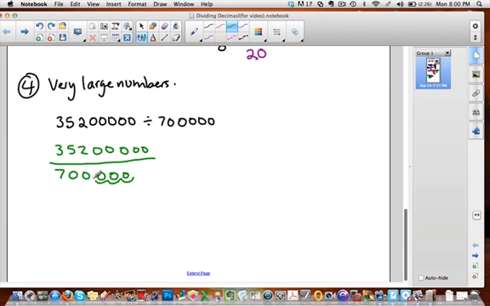1, 2, 3, 4, 5. 1, 2, 3, 4, 5. Look, I can cancel these. And I end up with 352 divided by 7. 7 into 352. 7 5s are 35. 7 1s are 7.